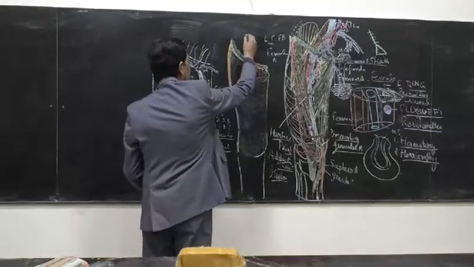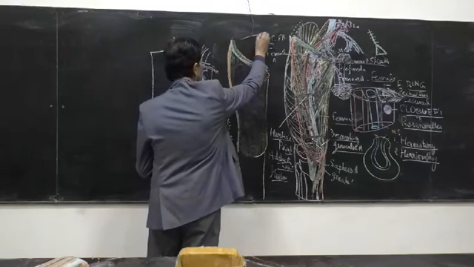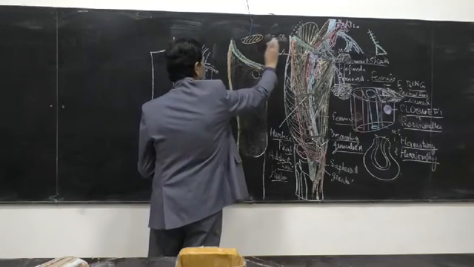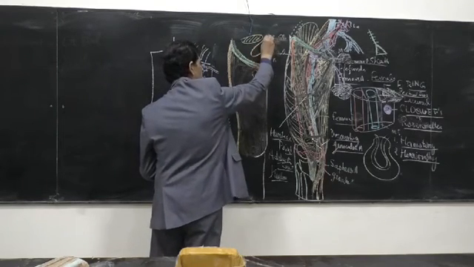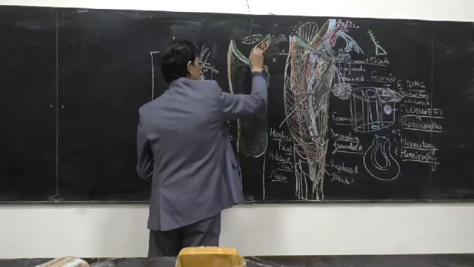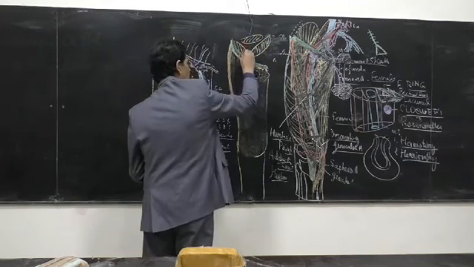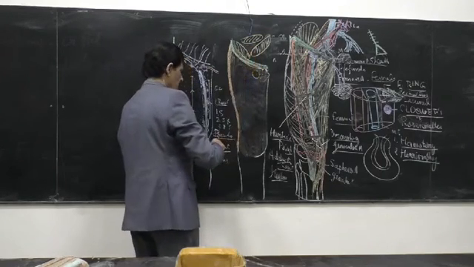So this is how we have to do it. The roof is formed by the sartorius muscle, the medial boundary is formed by the adductor longus muscle, and the lateral boundary is formed by the vastus medialis. This intermuscular space is called the adductor canal.